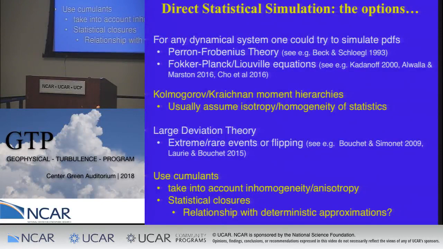You could use moment hierarchies, and of course these usually assume you can make progress with paper and pen, usually assuming isotropy or homogeneity of the statistics, and that's a nice thing to do. If you're interested in rare events, that is also a statistical theory: you could use large deviation theory to work out when large events or flipping are going to occur, or the distributions of these rare events. But what I'm going to be talking about today, something Rick Salmon alluded to, is to use cumulant discard methods. And these take into account the inhomogeneity and anisotropy of the flow. They're also very useful in cases where you have the interaction of mean flows with turbulence or mean magnetic fields with turbulence.